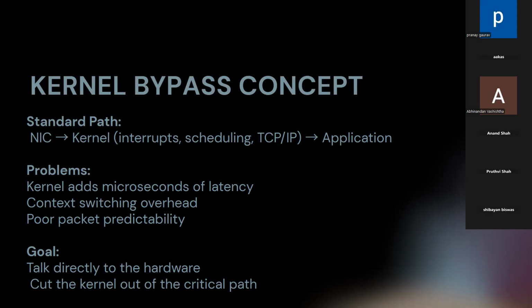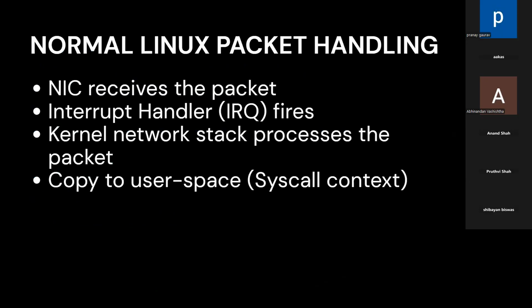I think this is the same thing, the kernel bypass concept. I've already explained how Linux normally handles packets. Your network card receives a packet from the wire and triggers an interrupt, telling the CPU, hey, data has just arrived. The kernel does not process the packet right away.